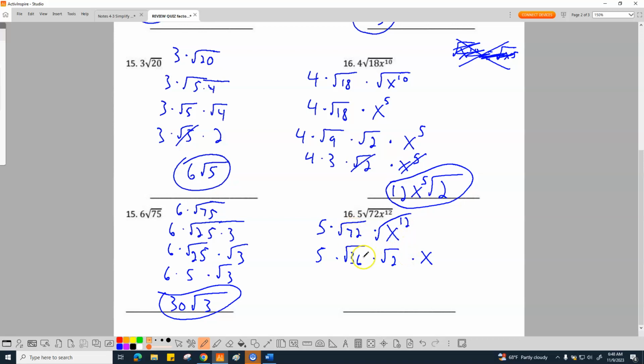So I broke up the 72, which is 36 times 2. Can I evaluate this even number exponent? The answer is yes. When it's an even number, you divide by 2, which is 6, and then the house goes away. Now I'm going to go through this again.